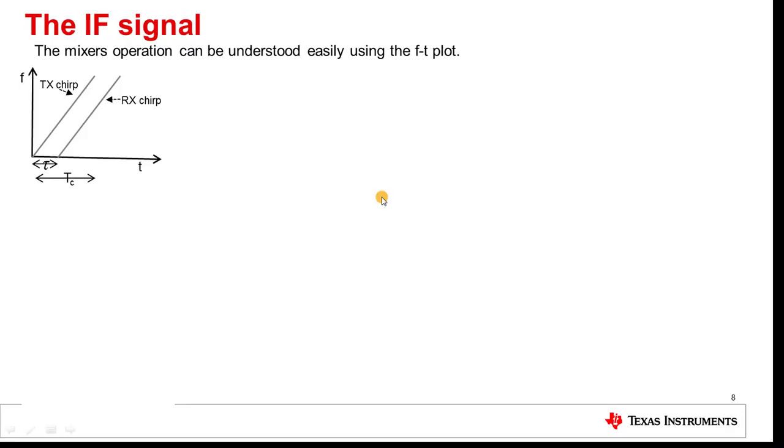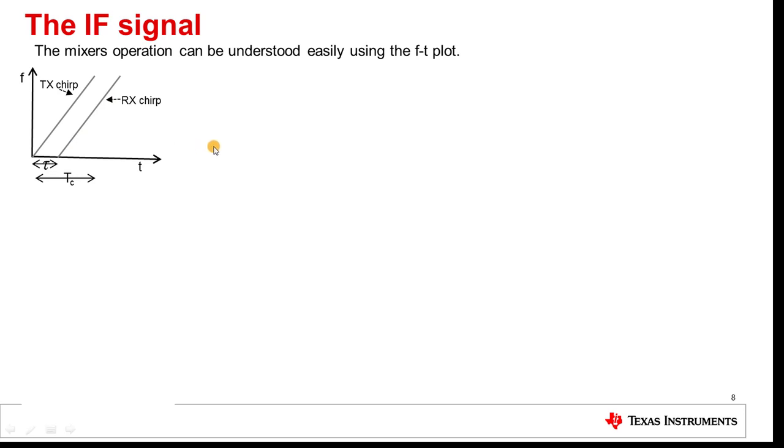Let's look more closely at the operation of the mixer in the radar. And I think it's best illustrated using the FT plot that we talked about earlier. So the plot here refers to the RF signal. So you have the transmitted chirp here and the received chirp here. Note that the received chirp is a time-delayed replica of the TX chirp. And for now, I'm assuming there is only one object in front of the radar, hence only one RX chirp.